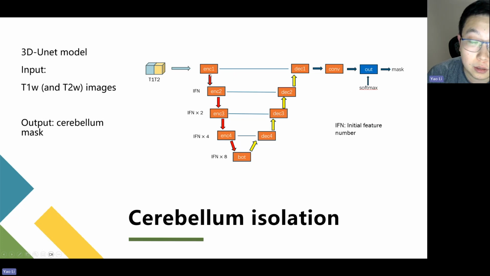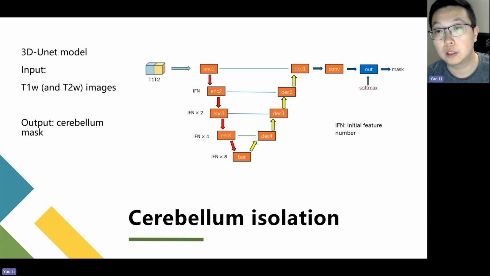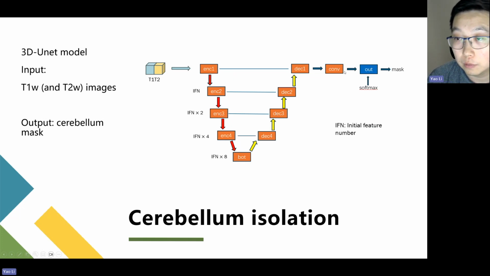The red arrows are the downsampling, which reduces the image size by half, and the yellow arrows are upsampling, which reconstructs the image size to twice. The blue lines here are the skip connections that exist in the UNet. After that, we have a final convolution layer to generate our mask, and a softmax to give our final probability mask.